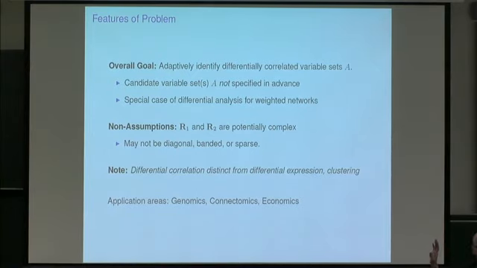So, non-assumptions. As I said, the virtue of asking simple questions and giving relatively simple answers is that we don't need to make, and we don't want to make, assumptions about R1 and R2, because we found that in practice assumptions are often violated, even ones that seem pretty reasonable. So we're not assuming that R1 and R2 are diagonal, banded, or sparse. We're not assuming that the difference of R1 and R2 is sparse, diagonal, or banded. They are what they are.